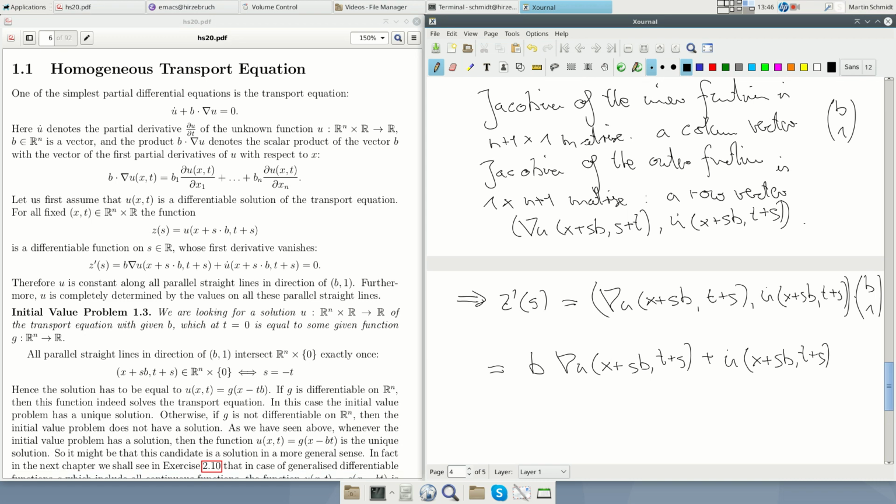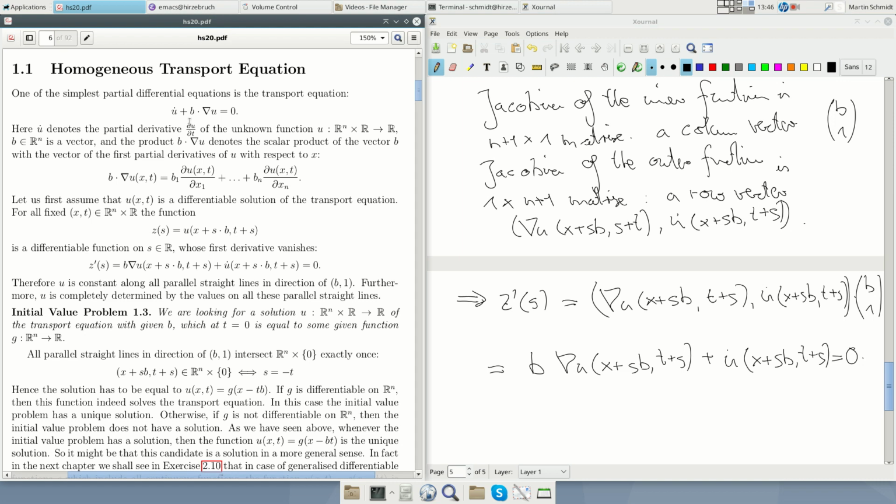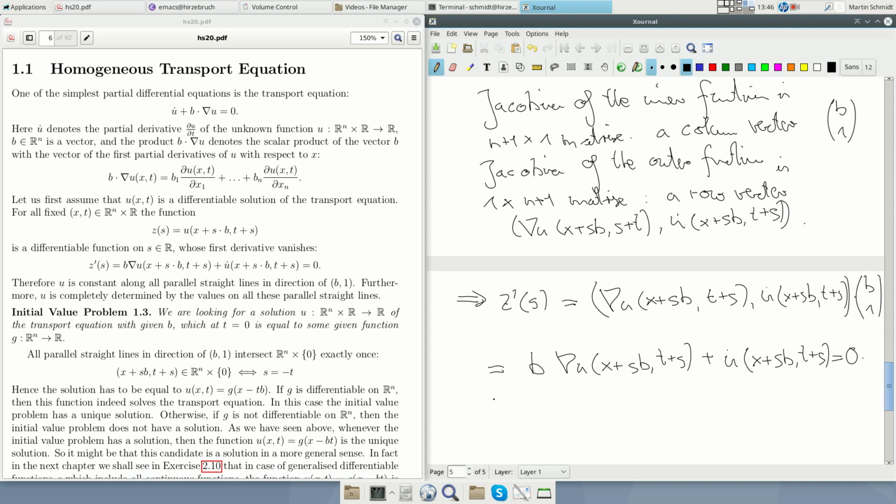So what we get, this is 0. Okay, now you understand why we have chosen this trajectory in this way, because then we exactly get this. This is the idea of the method of characteristics: choose trajectories along which you can calculate the derivative with the help of the PDE. So it's constant. So s going to z of s is a constant function.